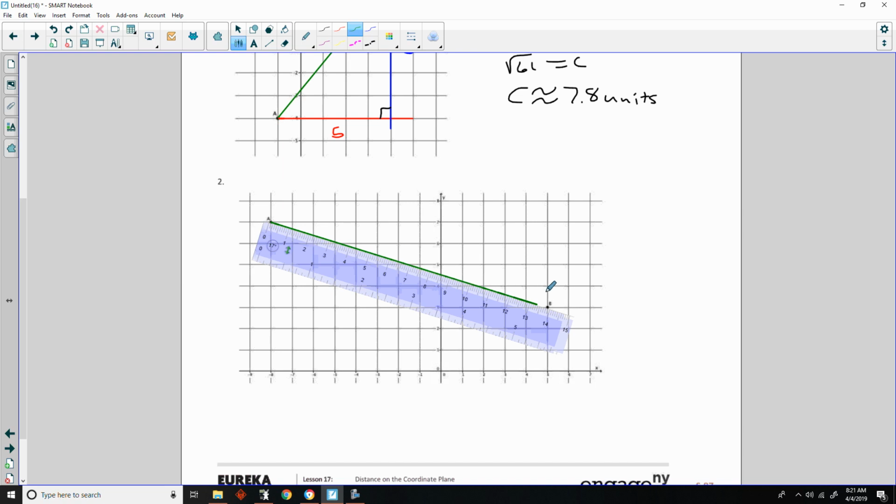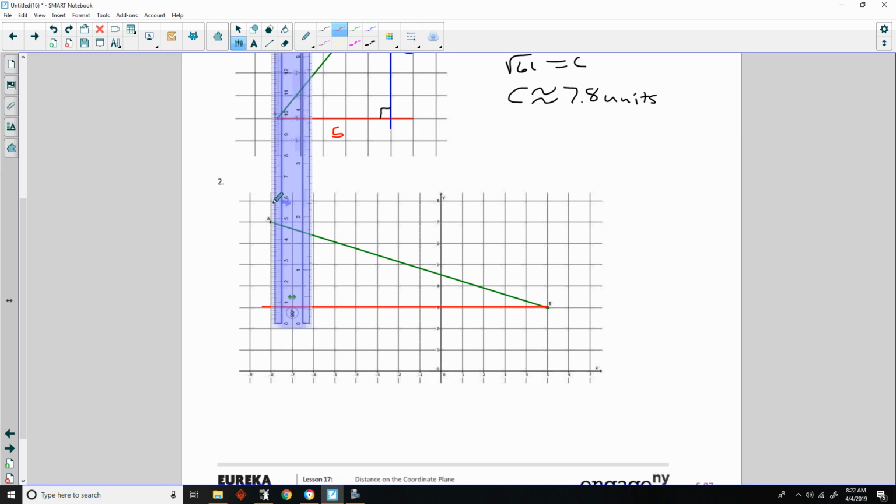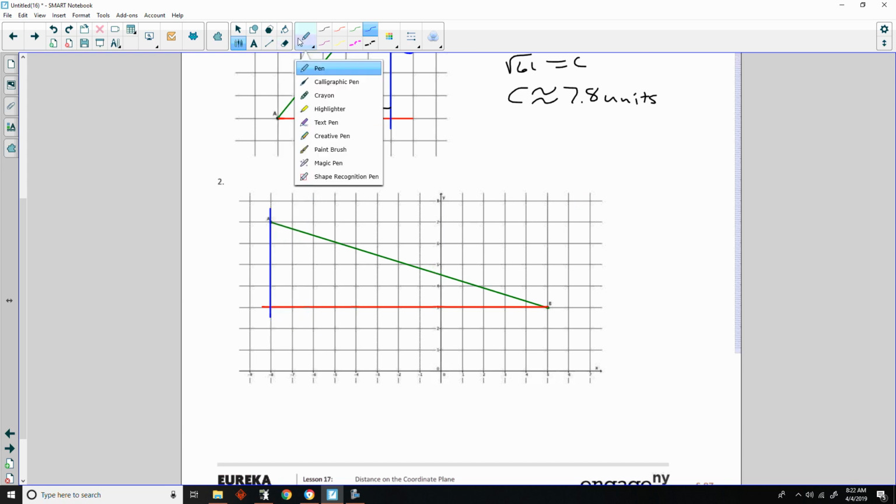Draw a segment from A to B. Horizontally, vertically, formed a right angle here. This is 1, 2, 3, 4. This is 1, 2, 3, 4, 5.